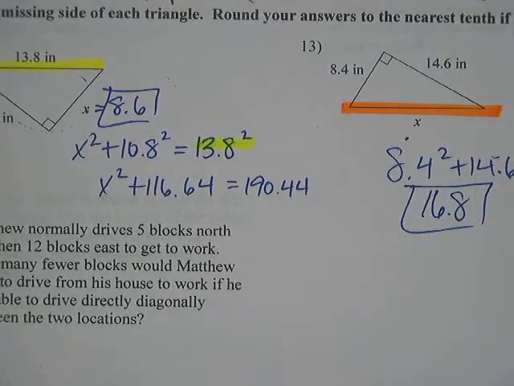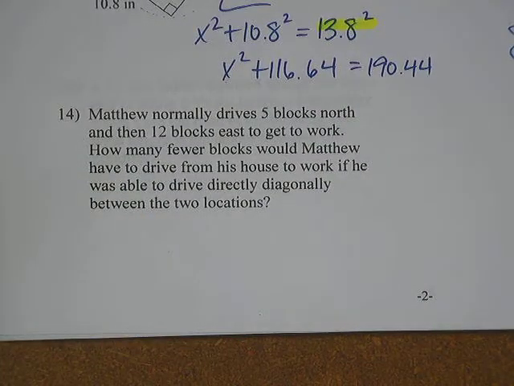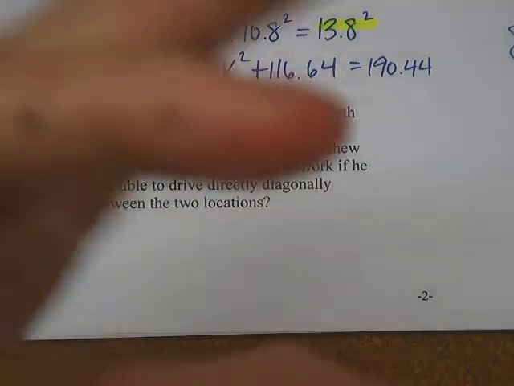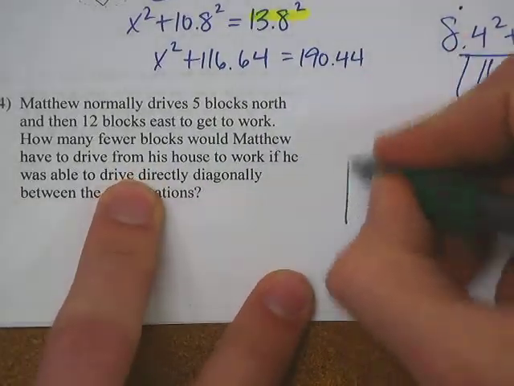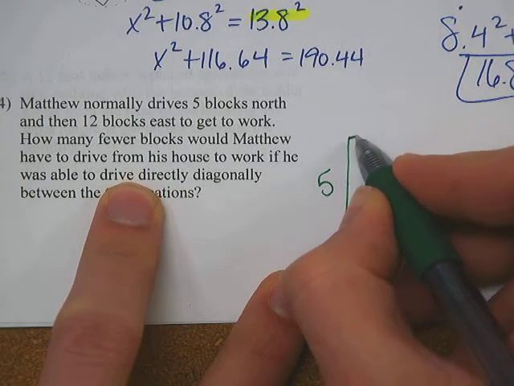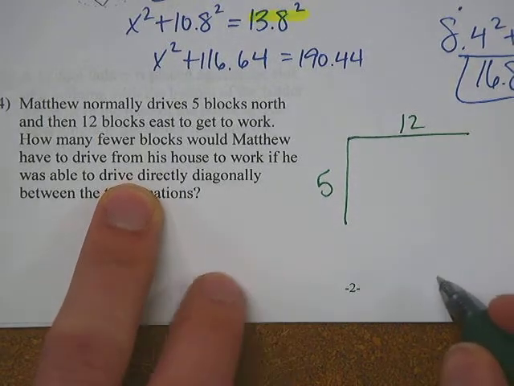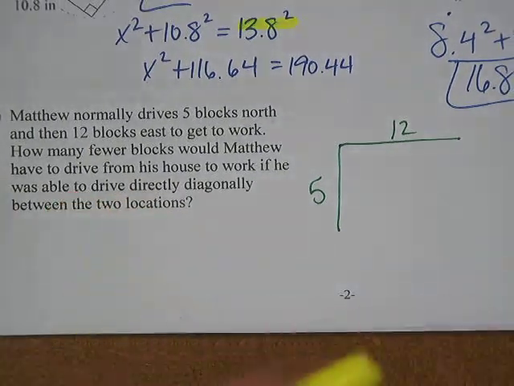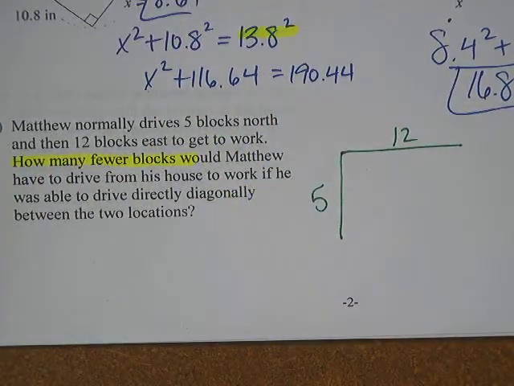This one here, we're actually solving for the hypotenuse. So 8.4 squared plus 14.6 squared equals c squared. This is one where we just add them and take the square root of it. And for the sake of time, we're doing number 13. We get 16.8. Add those two, then take the square root. Okay. Moving on, almost there.